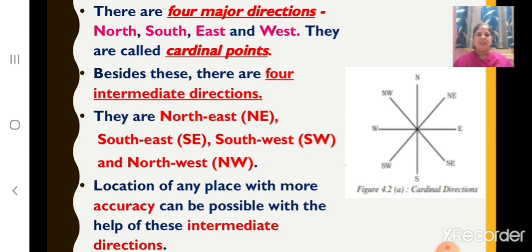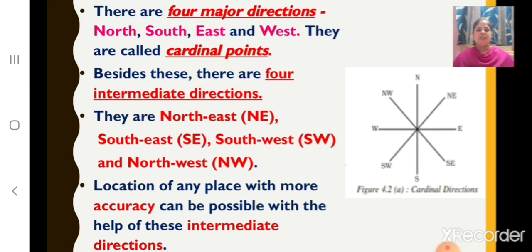Besides these, there are 4 intermediate directions. They are northeast, that is NE, southeast, that is SE, southwest, that is SW, and northwest, that is NW. Thus, the location of any place with more accuracy can be possible with the help of these intermediate directions.